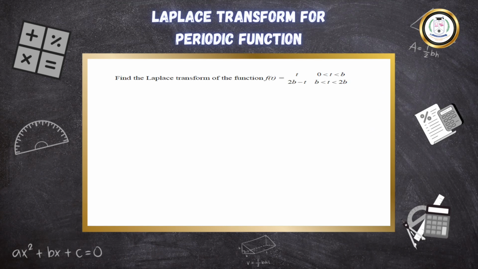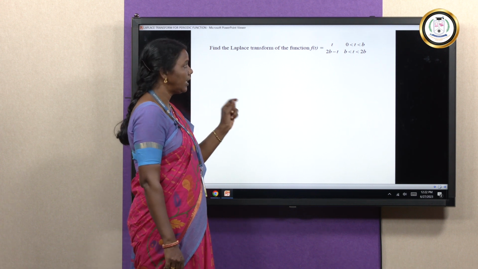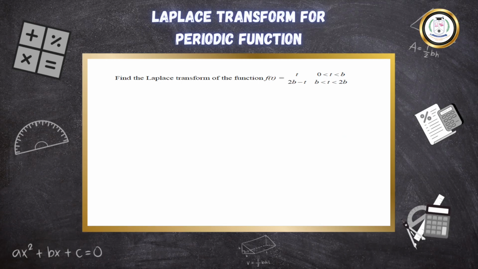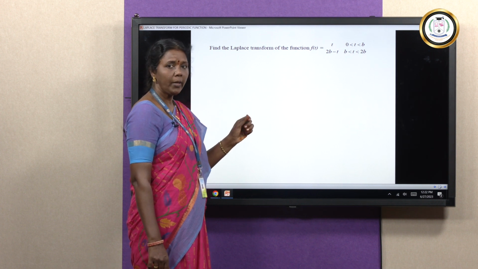Next question. Find the Laplace transform of the function f(t) equal to t in the interval 0 to b and 2b minus t in the interval b to 2b. It is also divided into two subintervals. So what is the period here? Here the period is 2b.